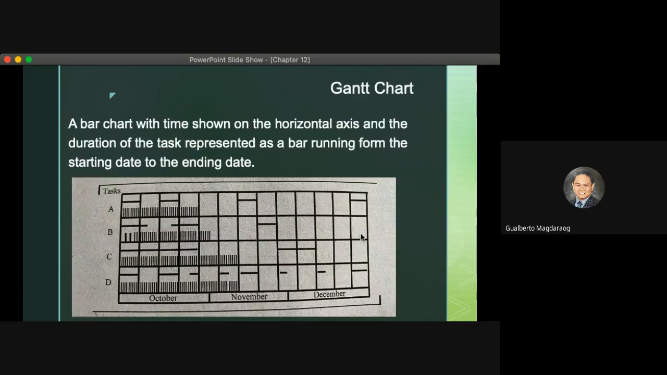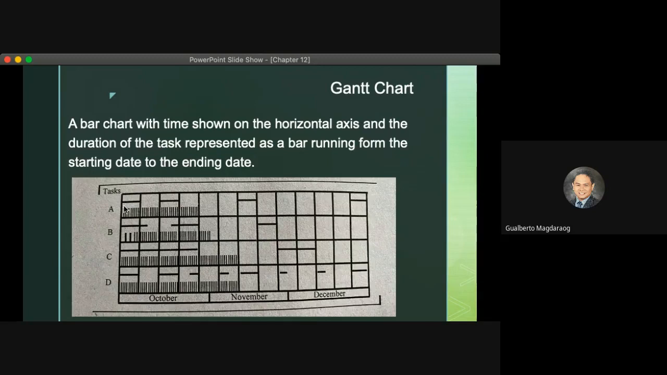Next is a Gantt chart. A Gantt chart is a bar chart with time shown on the horizontal axis and the duration of the task represented as a bar running from the starting date to the ending date. Now, we have here an example of a Gantt chart showing a project with 4 different tasks: Task A, B, C, and D. And it was scheduled to be finished in the last quarter of the year, and that is October to December.